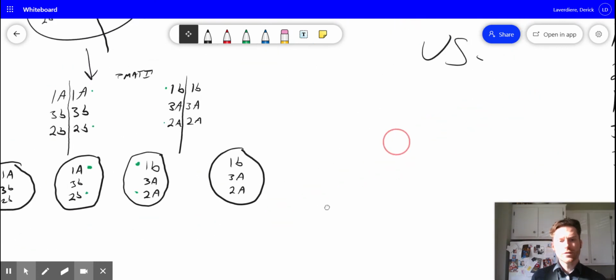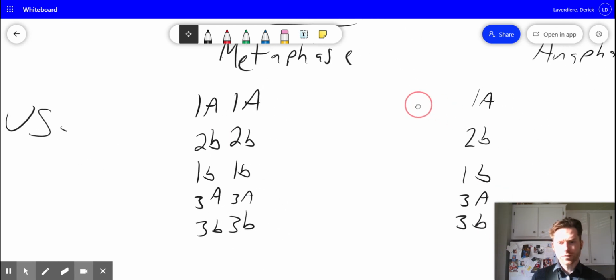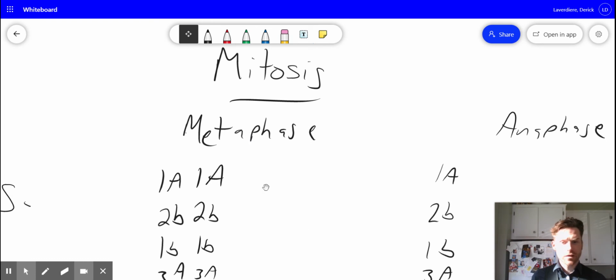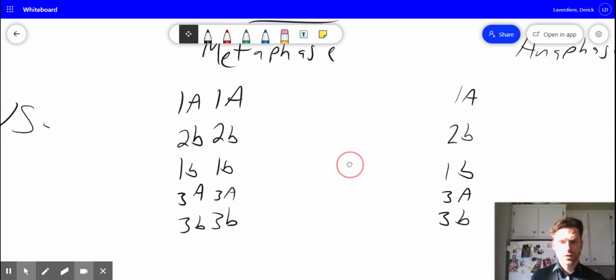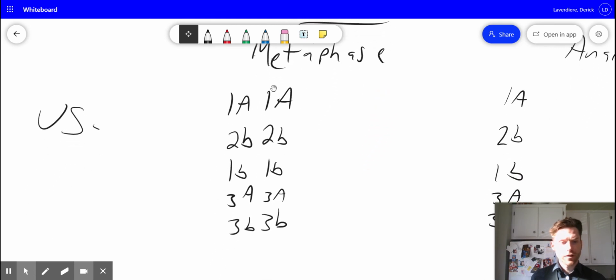If we're looking at mitosis, the main difference here is the way in which our metaphase lines up our chromosomes. In mitosis, the homologous chromosomes don't need to be paired. Instead of these 2 parallel columns, there's just this one column. And it's arbitrary what order they show up in. It doesn't matter. So here I have 1A, 2B, 1B, 3A, 3B, whatever order, doesn't matter.